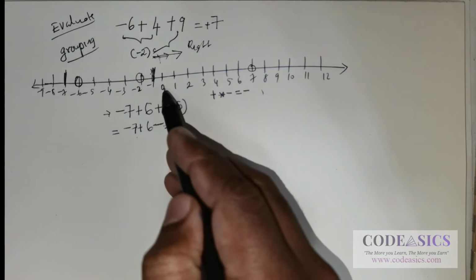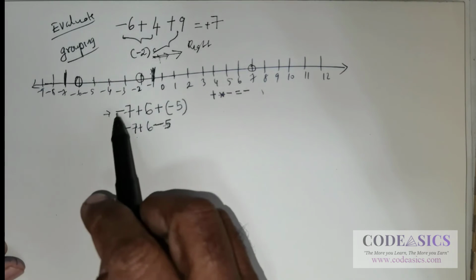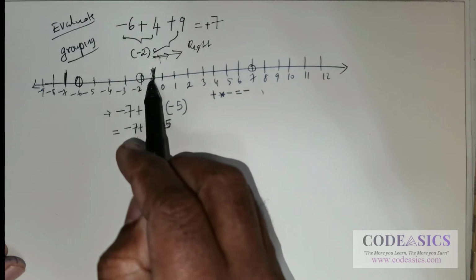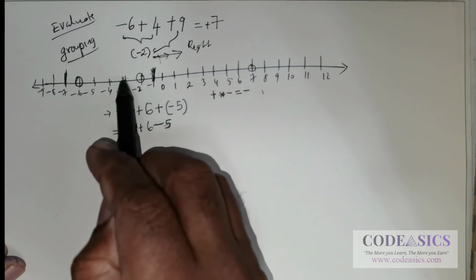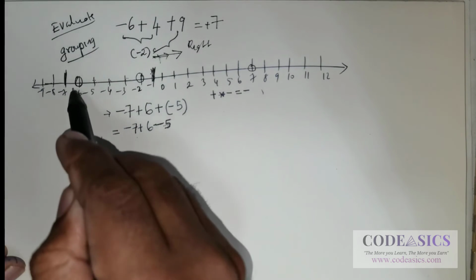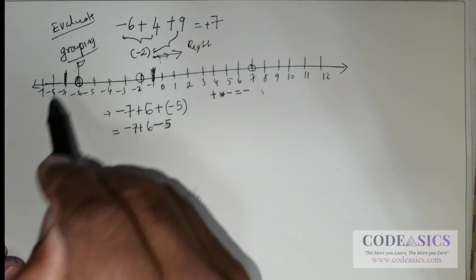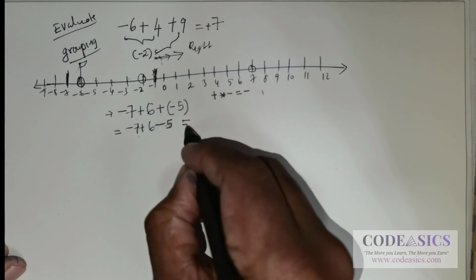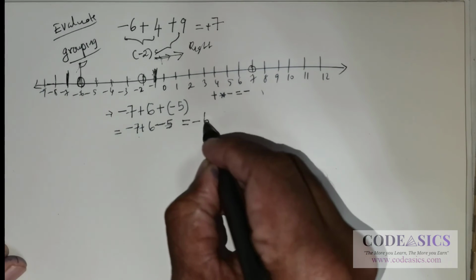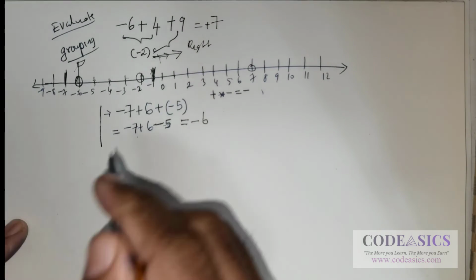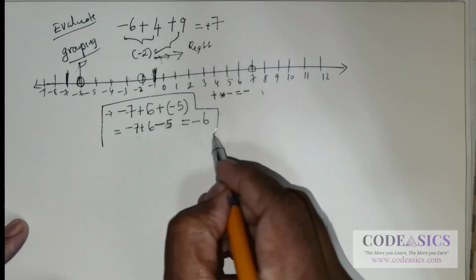Subtraction means I go towards the left. So count 5 units towards the left now: 1, 2, 3, 4, 5. Where do I land up? I land up at negative 6. So this is the point I land up, and the outcome is going to be negative 6. So that's the solution. Let me move on to another question.